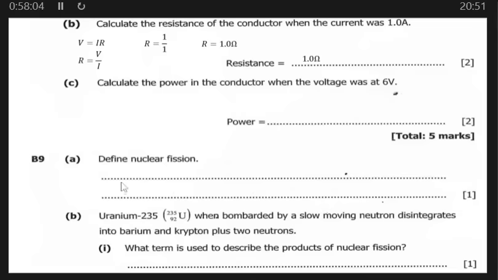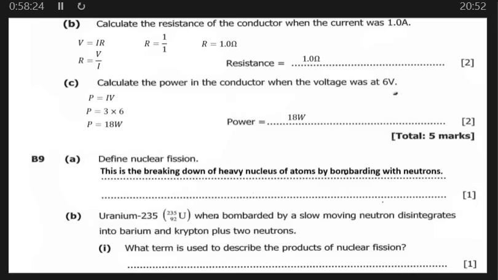Power is given by current times voltage. We know the current was 3 and the voltage is 6. So we multiply these two and get 18. So our power is 18. Let's go to question number 9b, which says, define nuclear fission.